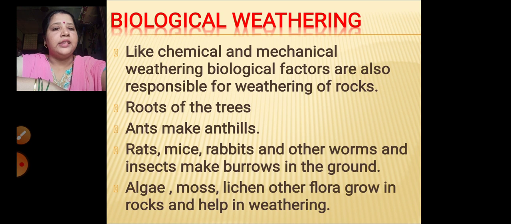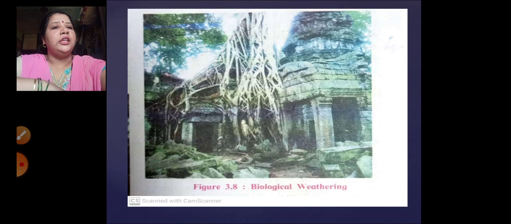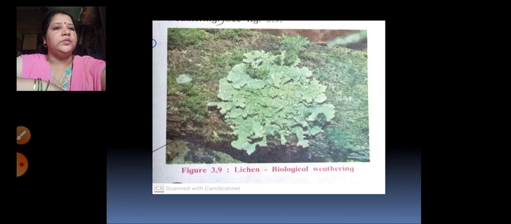Then the next thing is algae, moss, lichen, other flora. They also grow on the rocks, because of which again weathering takes place. Okay. Here you can see the biological weathering, how the roots have come out of the minarets. Okay, and how the building over here is getting cracks. Then you can see over here lichen grown on the rock. Okay, this also causes weathering of the rocks.